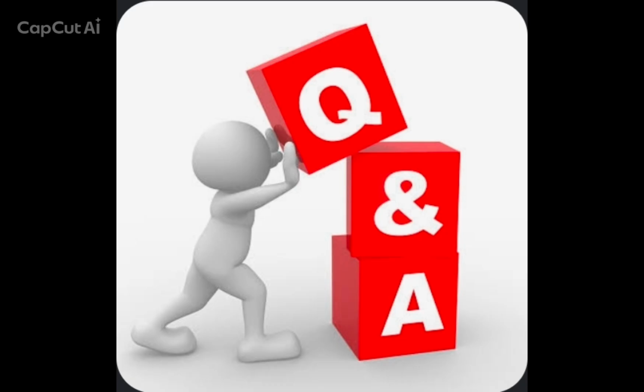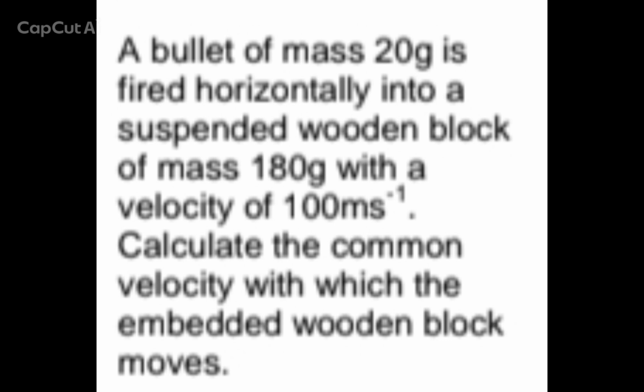It's question time. A bullet of mass 20 grams is fired horizontally into a suspended wooden block of mass 180 grams with a velocity of 100 meters per second. Calculate the common velocity with which the embedded wooden block moves.